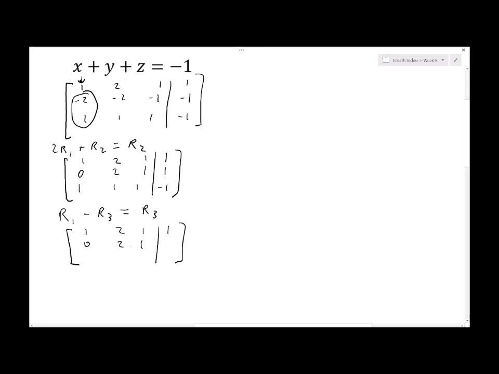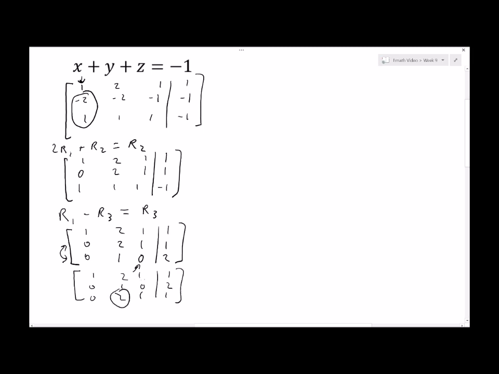0, 2, 1, 1. And here we do row 1 minus row 3, so 1 minus 1 is 0, 2 minus 1 is 1, and 1 minus 1 is 0, and 1 minus a -1 is 2. So as you can tell, we're almost at row echelon form. Since this is a 0, I'm just going to go ahead and swap these two rows, make my life a little easier math-wise. This is 0, 1, 0, 2, 0, 2, 1, 1.